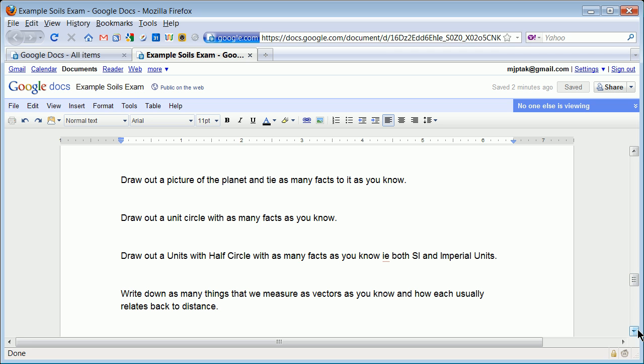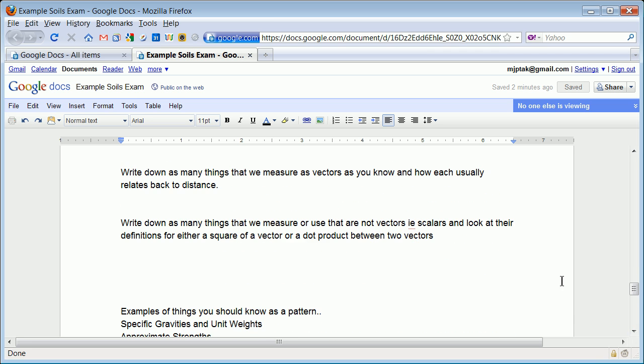So, spoken, not written because of the interface issue here. Write down as many things that you measure as vectors as you can. Basically, anything descended from feet, without either a squaring of the feet or a dot product. When you do a dot product, you lose direction, you keep sense.